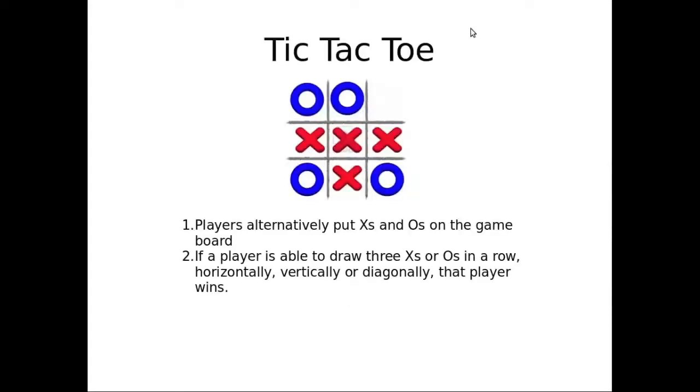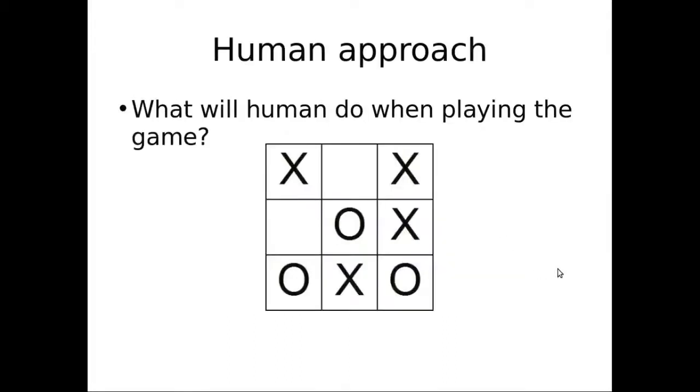In this video, we will use tic-tac-toe as an example. At first, we'll make sure of the rules of tic-tac-toe. Players alternately put X's and O's on the game board, and if a player is able to draw 3 X's or O's in a row, either horizontally, vertically, or diagonally, that player wins.